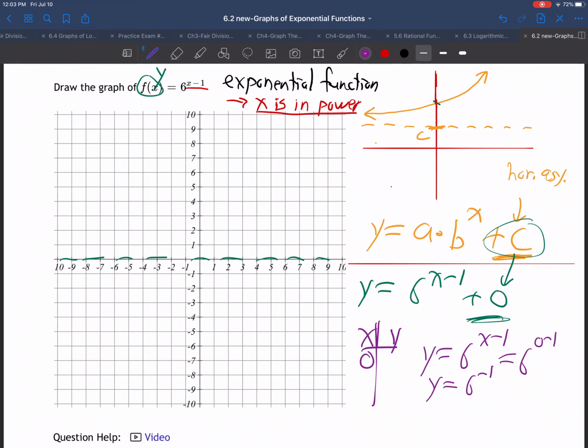Now, do you know what 6 to the minus 1 is? What do negative powers do? That's going to be very important in this chapter. It's understanding negative powers. That flips it and becomes 1/6.